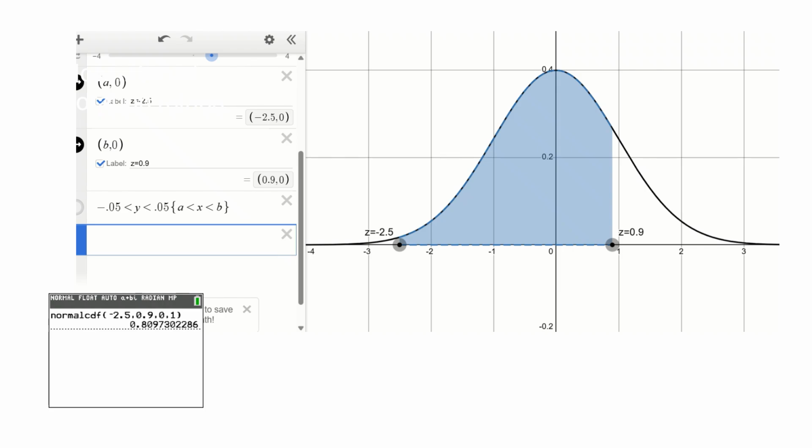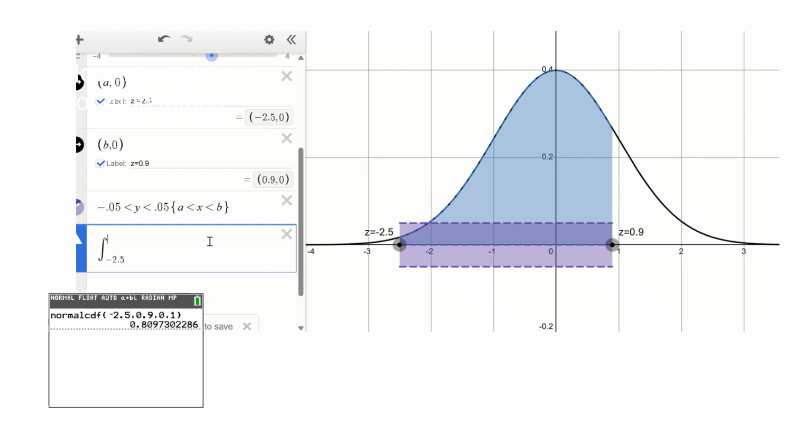What I want you to do when you see something like this is imagine the shaded region that is right here. That's the goal: overlay your algebra studies on top of your statistics studies. And it's accurate. The thing in the bottom left corner is accurate, because we can go from negative 2.5 to 0.9.